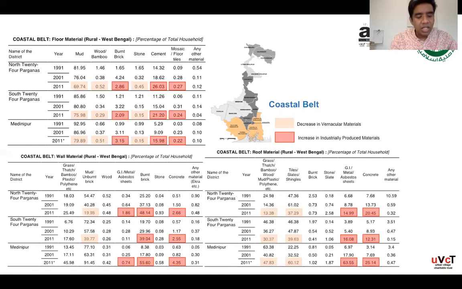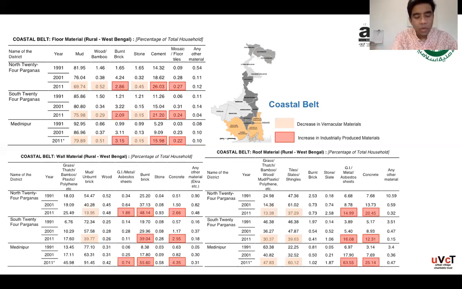Mud, unburnt bricks, and burnt bricks are the predominant building material used in wall construction in the coastal belt of West Bengal. However, they have witnessed a sharp decline in their usage in the last decades in North and South 24 Parganas. Grass, thatch, bamboo, plastic, and polythene sheets are the next important material used in wall construction. There has been a steady growth in the use of concrete too, which is again alarming and should be noted. Wood and stone, on the other hand, have seen a decline in their usage.